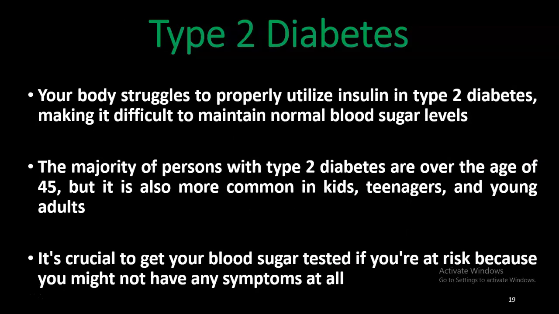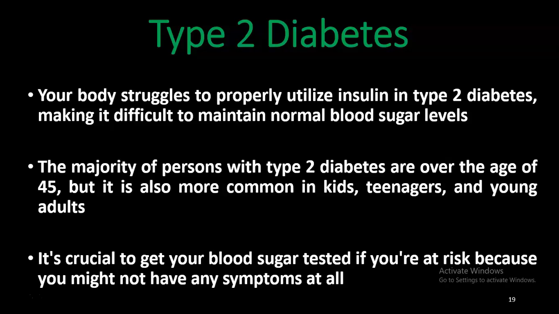Now let's look at type 2 diabetes, that's the second form of diabetes. The body's inefficient use of insulin causes type 2 diabetes, also known as non-insulin dependent or adult onset. This particular type of diabetes is primarily brought on by increased body weight and inactivity. Your body struggles to properly utilize insulin in type 2 diabetes, making it difficult to maintain normal blood sugar levels.